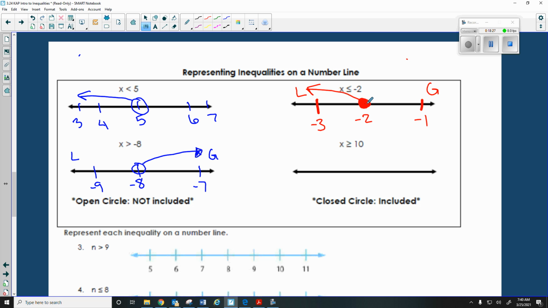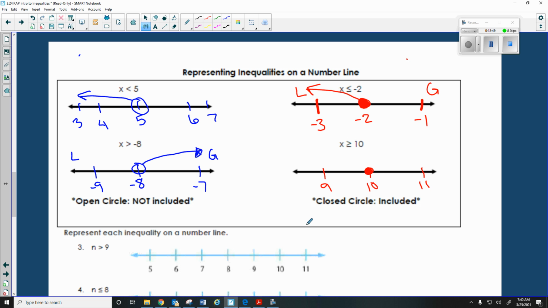That line means I can include that number. Let's do one more and then we'll recap that. So I need 10 and then a number on each side. Start with 10. Does 10 make this work? 10 is greater than or equal to 10. Yes, it's equal to. I can include it, so I'm going to color it in because I can use that number.